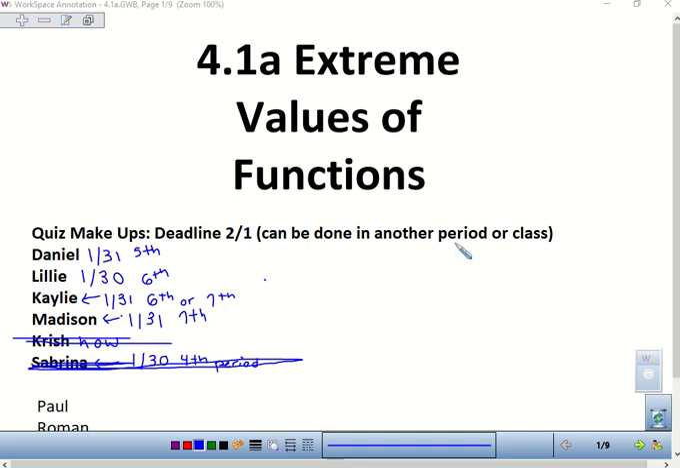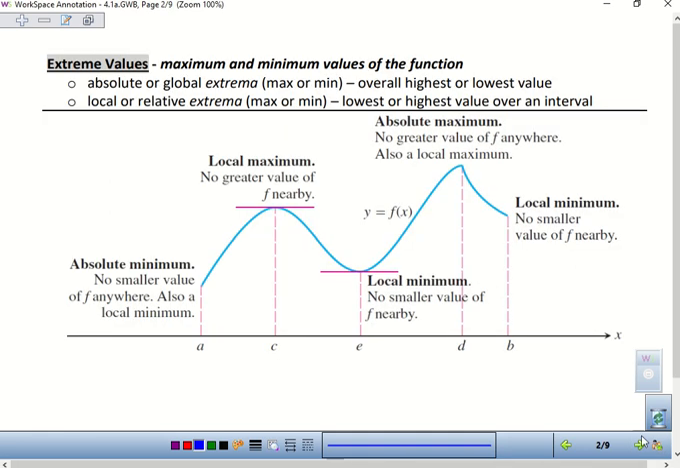So now chapter 4 is all about application of derivatives, how we can use derivatives to analyze other situations, figure things out. Alright, so first thing we're going to look at is extreme values. So an extreme value is basically a maximum or minimum. Extreme value is more broad because it encompasses absolute and local maximums and minimums.